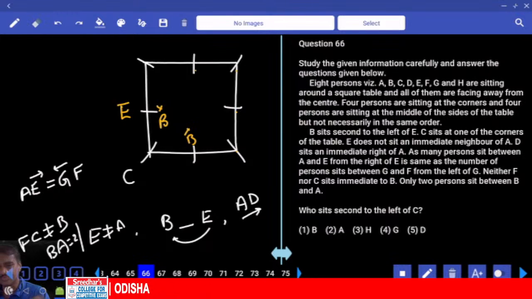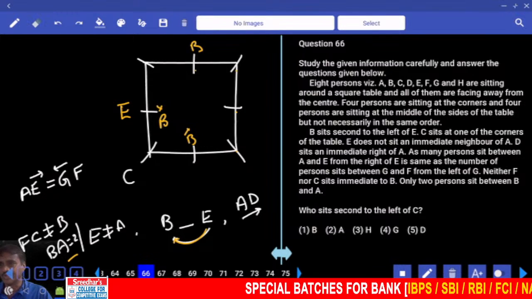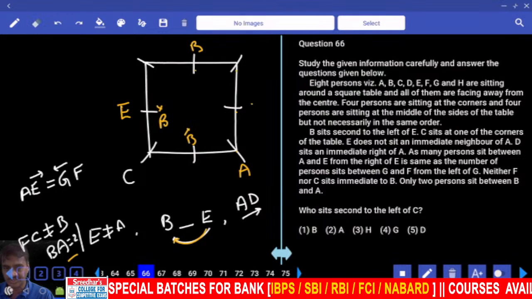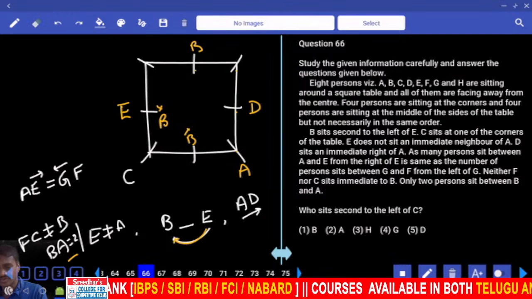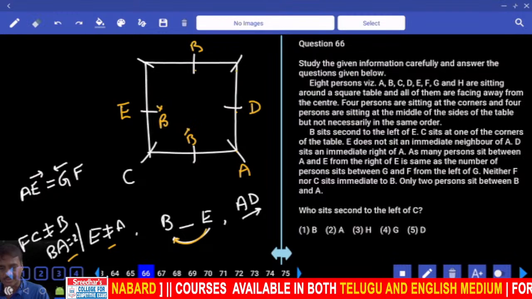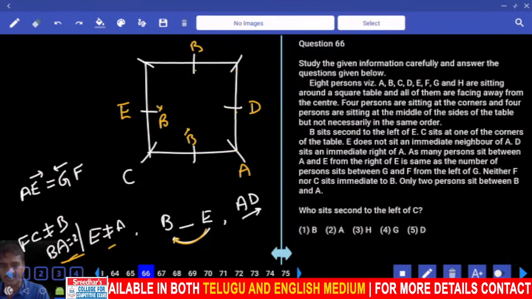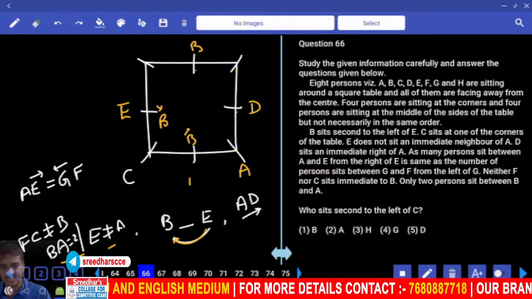Now if E is at this place, can we have B at this place or not? B is seated second to the left of E. As B is seated second to the left of E, between A and B, how many people? 2 people. A is here, then D will be here. Then D is here, and E and F. A and E are not adjacent to each other. B and A, there are 2 people. F and C are not adjacent to B. F cannot be here, F must be here.